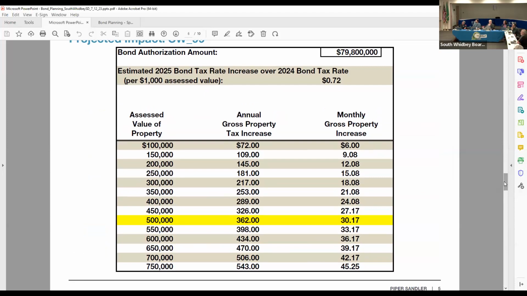So again, on that $500,000 house, you're looking at $30.17. I think last time we were a little below 30. It was 29 and change. Yeah. And just a note for anyone following along, the reason that 500,000 is selected, highlighted there, is because that is the median property value on South Whidbey. It's about $72 per year per 100,000 if you wanted to calculate it.